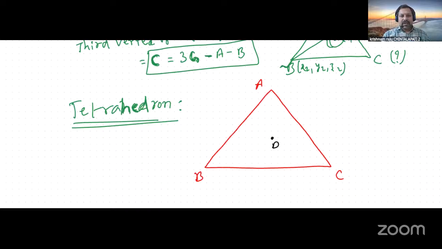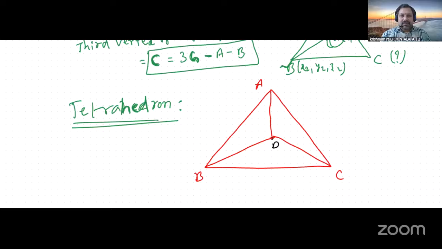Now, if you draw the line joining from A to D and B to D and C to D, now see, it looks like a diamond, right? So this is called a tetrahedron. Now frequently they are asking for IPE question, find the centroid of tetrahedron. Find the centroid of tetrahedron.